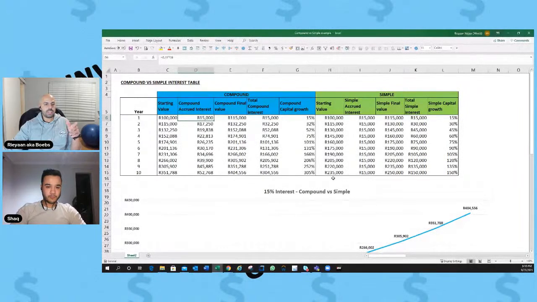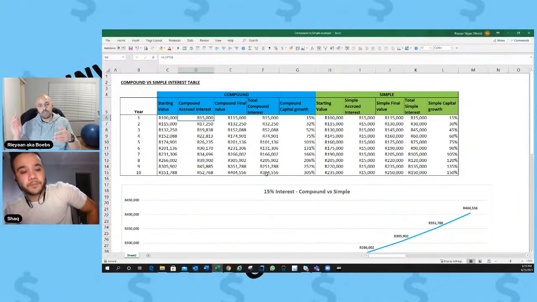So that's quite a big difference between the 404,000 Rand and the 250,000 Rand, and that just shows the power of compound investing and compound interest, right? And this is a simple example. This is just taking into account the fact that you're only adding your interest to your investment. You're not going above and beyond and adding extra contributions to your investment. Then your amount will go extremely exponential.